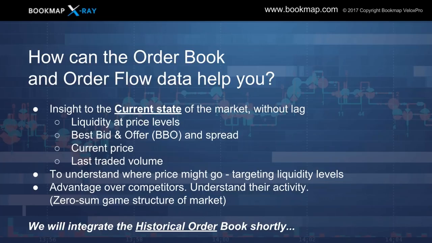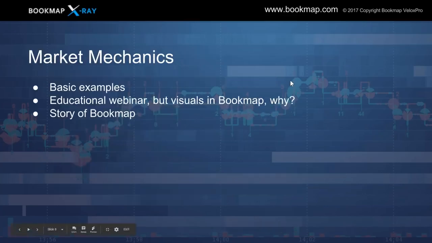Okay, and this gives you an advantage over the competitors. You can start to understand their activity. Recall that this is a zero-sum game structure within the marketplace. Okay, and we're going to integrate this information within the historical limit order book shortly. So, market mechanics. We're going to go through some basic examples, and now this course is about education, but we're going to show Bookmap, and why? That's because it visualizes this behavior very, very nicely.